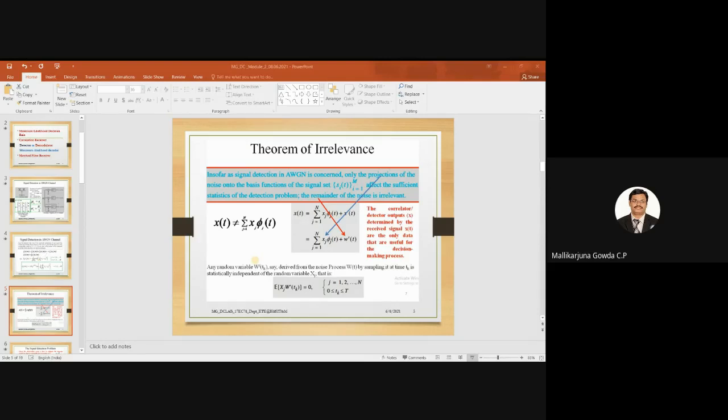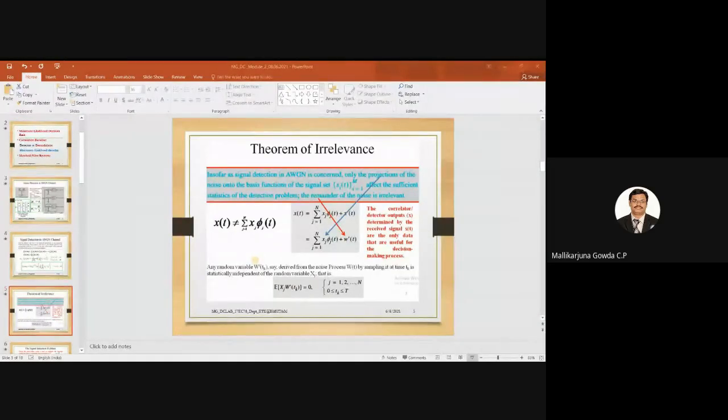Okay, so the correlator outputs, which are determined by the received signal x of t, are the only data that are useful for the decision making process, not the noise, right? The correlator outputs which are determined by the received signal x of t are the only data that are useful for the decision making process, I said. I also told you about this.